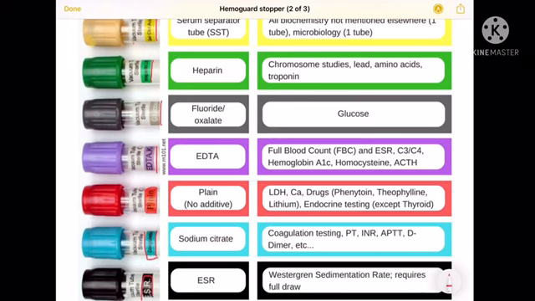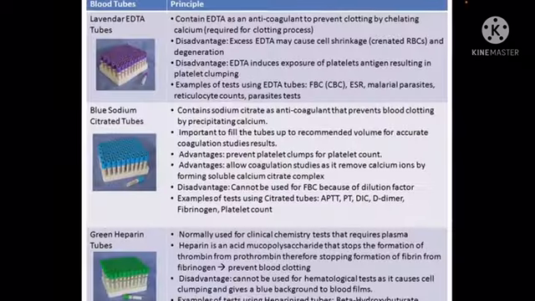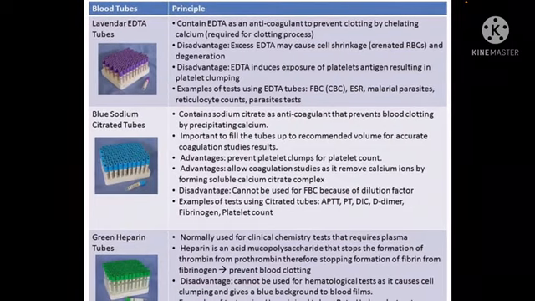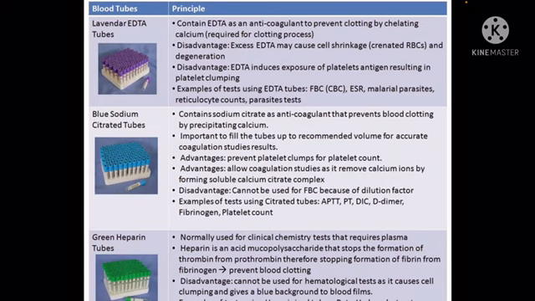Now we are going to study some of the Vacutainers in great detail. We will study the disadvantages, the advantages, and the uses of these Vacutainers. The first one is the Lavender EDTA tube, also called the EDTA tube. It contains EDTA as an anticoagulant to prevent clotting by chelating calcium in our blood, which is required for the coagulation process. So EDTA chelates the calcium in the blood, and there will be no activation of our coagulation pathway.